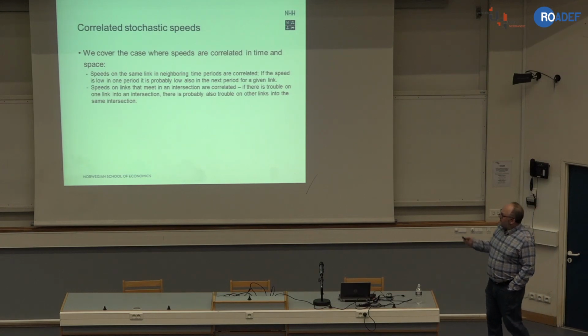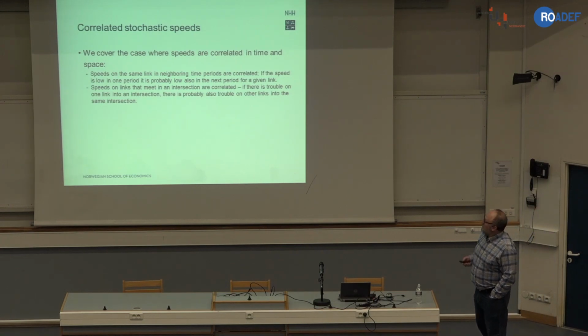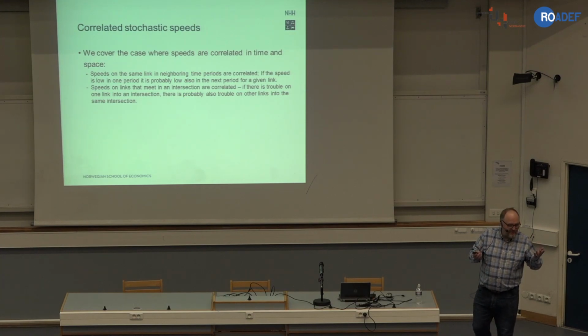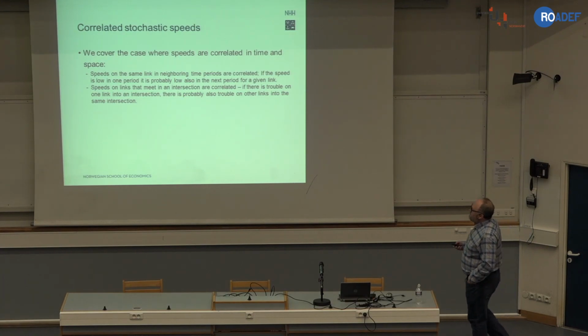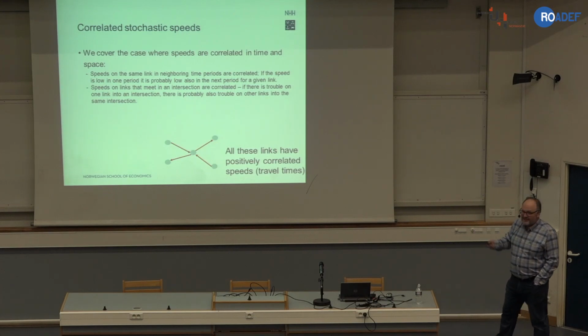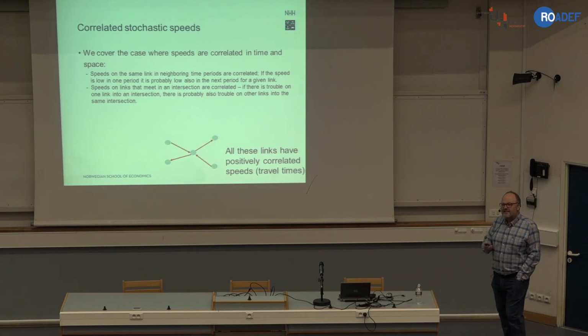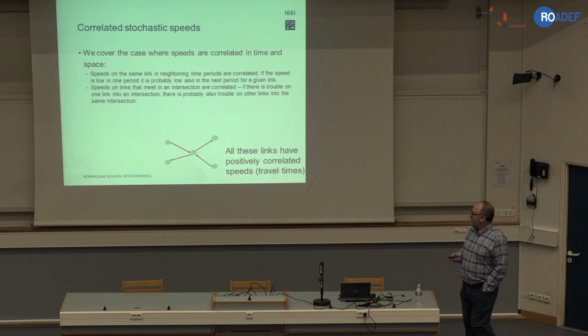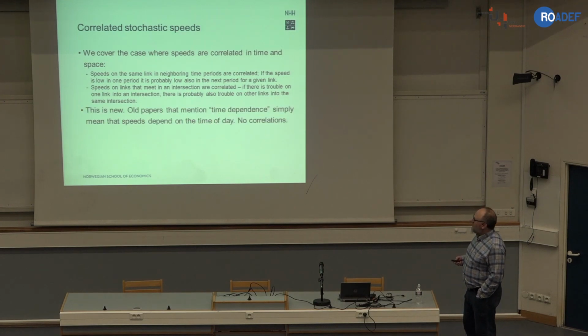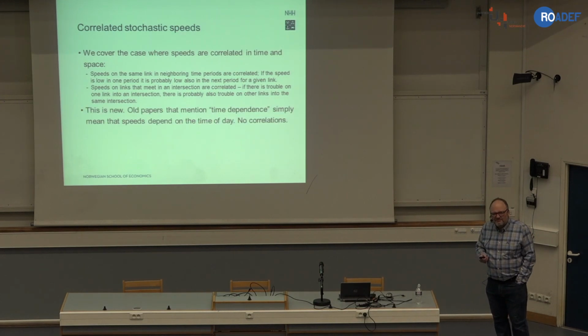The next one is that speeds on links, roads, that meet at an intersection are correlated. So if there's trouble on one link into an intersection, possibly even there's trouble on some of the other links. Well, if that's true, you have positive correlation. So basically, this is what we do. We're thinking that these should be positively correlated. And this is new.